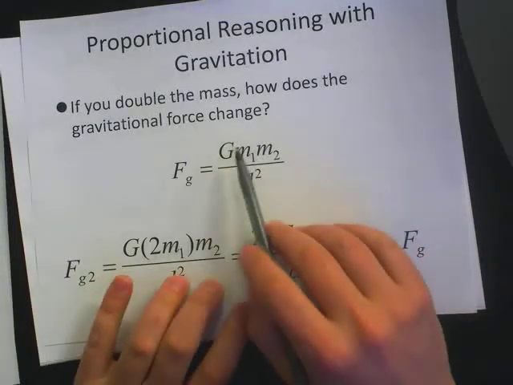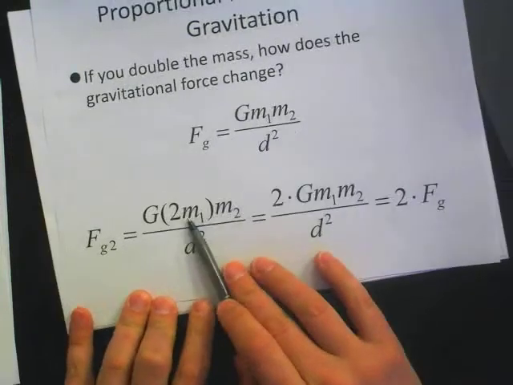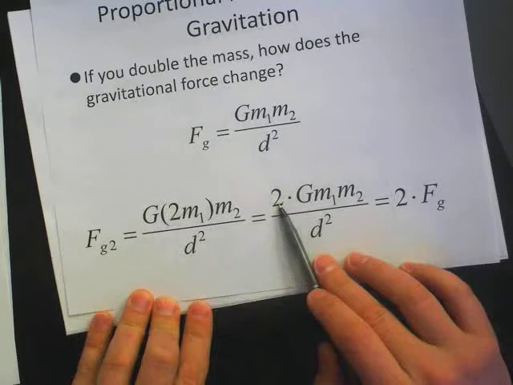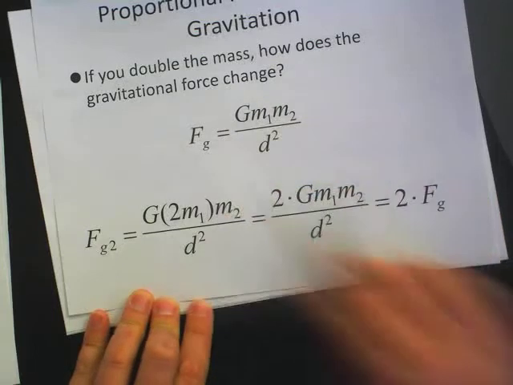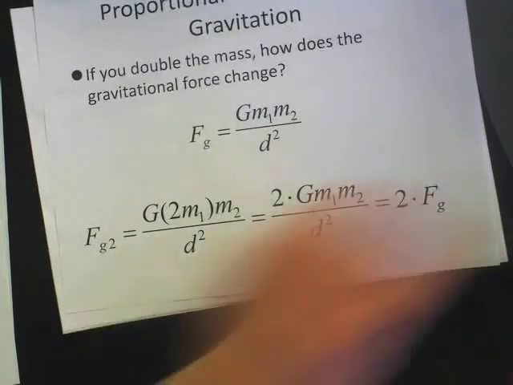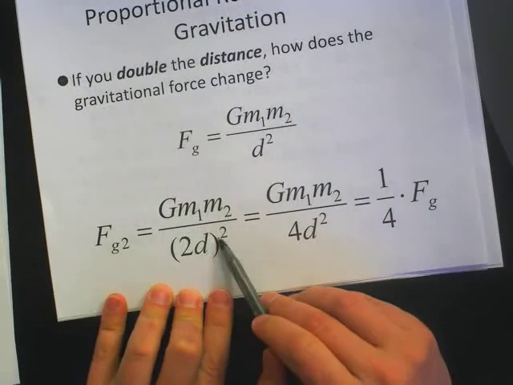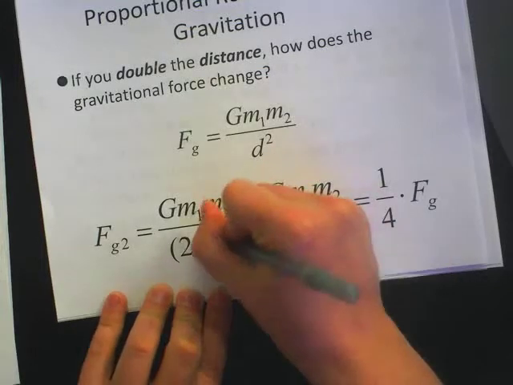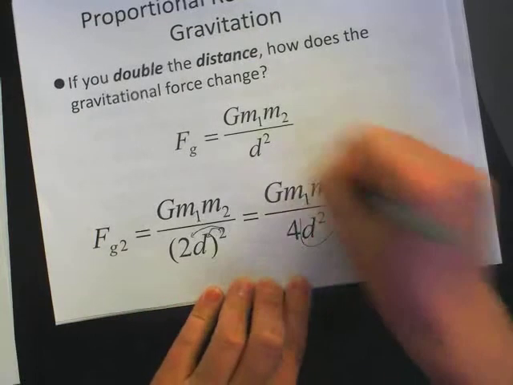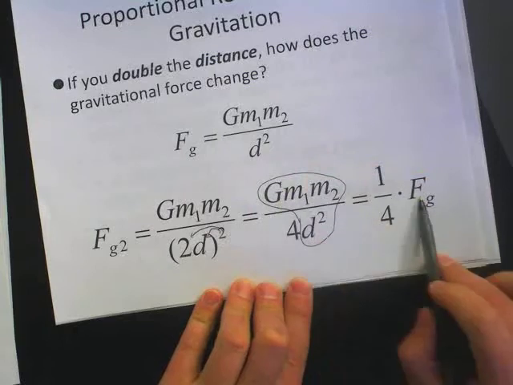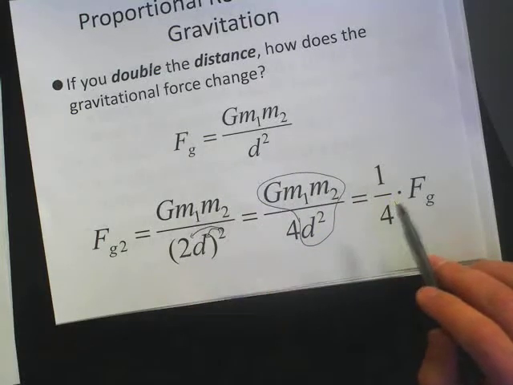If you double the mass, how does the gravitational force change? If I take my original equation and double the mass, I can bring this 2 out front and get 2 times G m m over d squared, which is 2 times the force of gravity. Now what happens if I double the distance? Then again, it's G m m over twice the distance squared. Since the square distributes to the d and to the 2, that simplifies to G m m over 4 times d squared, which is 1/4 the force of gravity. So notice doubling the distance made the gravity 1/4 as big, not half as big, because it's squared.